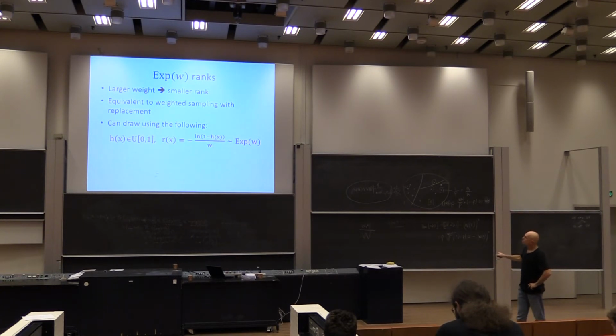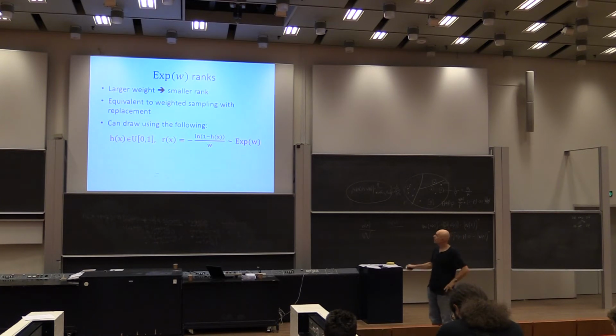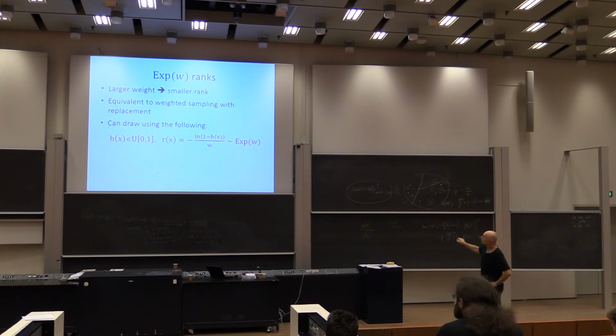And computationally, to get these exponential ranks, you can just draw a random variable in 0, 1, and take the natural logarithm of 1 minus that, divided by the weight. It's easy to see that this is an exponential random variable. So instead of doing H over W, like the simple priority rank, I'm doing something slightly more complicated, and I get this ranking scheme which is also monotone with the weight.